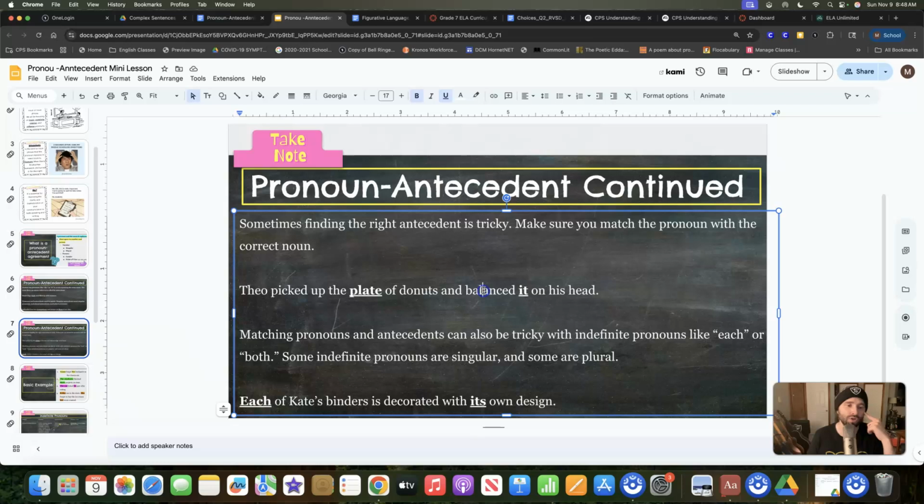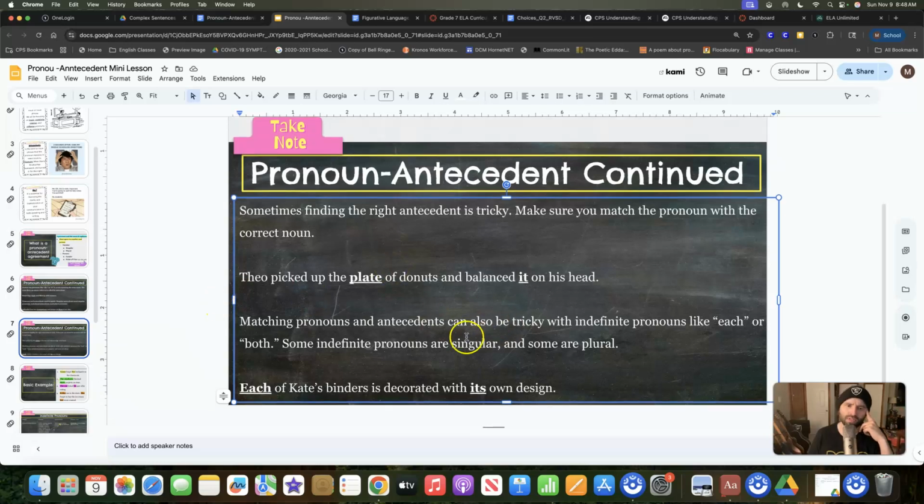All right. So matching pronouns and antecedents can also be tricky with indefinite pronouns. This is where it gets 100% the hardest, but this is just the hardest in general with pronouns like each or both. I'm going to talk to you guys about a bunch of different indefinite pronouns here in a second, but some indefinite pronouns are singular and some are plural, and that's where it gets difficult with indefinite pronouns. But here we have each of Kate's binders is decorated with its own design. Each is singular. Okay, so because each is singular, its must be singular.